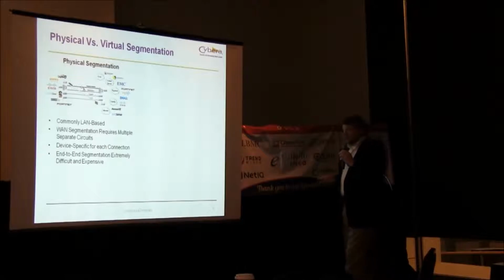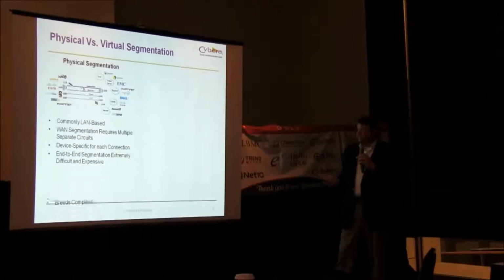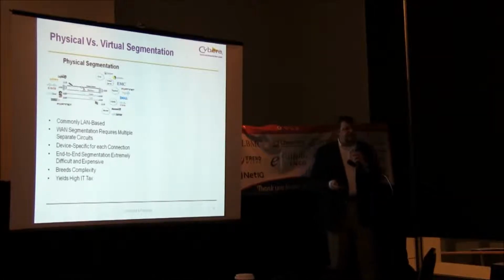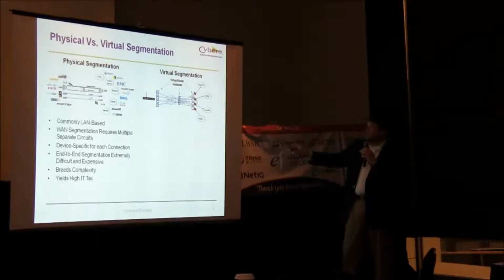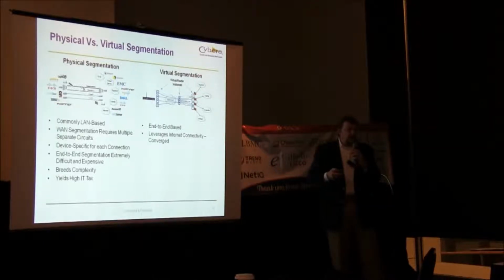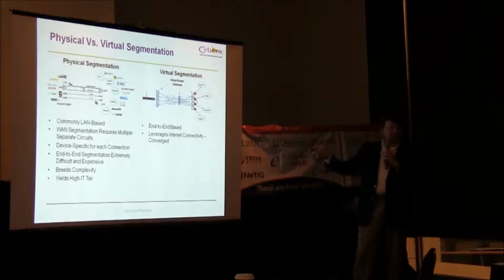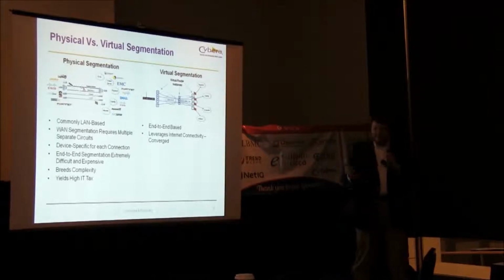And end-to-end segmentation gets extremely difficult and expensive under the physical segmentation environment. And it breeds complexity, and it yields a very high tax on the IT staff. Virtual segmentation, on the other hand, basically is end-to-end based, and it leverages a common internet connectivity, all right? Typically, these are private IP networks. They can be public. Typically, they're statically defined routes as opposed to dynamically defined routes.